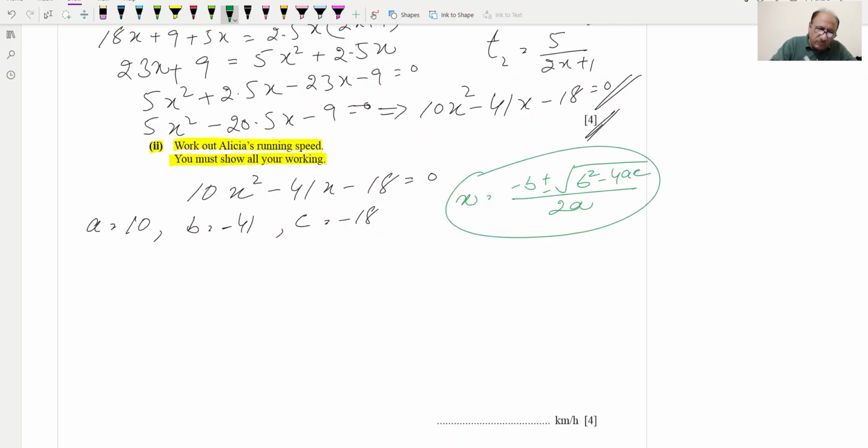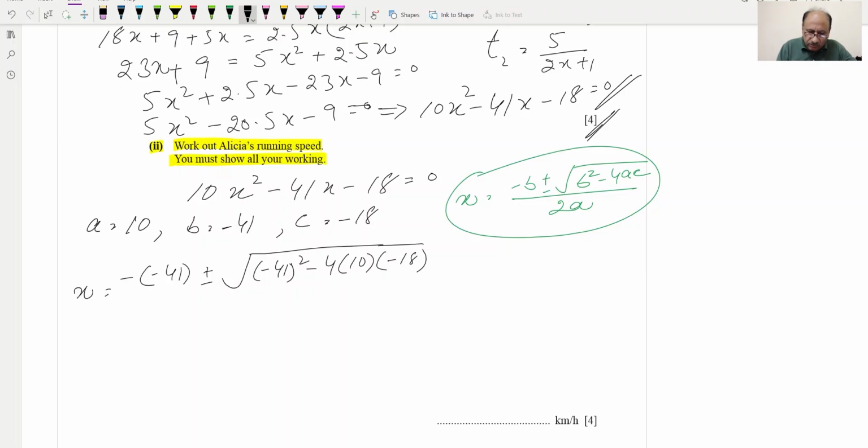In this quadratic formula, we'll be replacing the values, and x will be equal to minus b, meaning minus (-41), plus or minus the square root of b squared, meaning (-41) squared. Always replace values in the quadratic formula in brackets. Then minus 4ac, with a and c substituted, all divided by 2a. The a value is 10. Now we can use a calculator to find x.